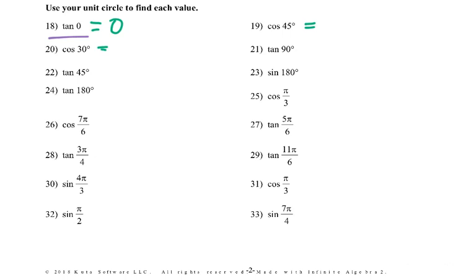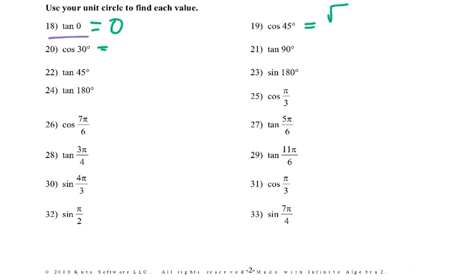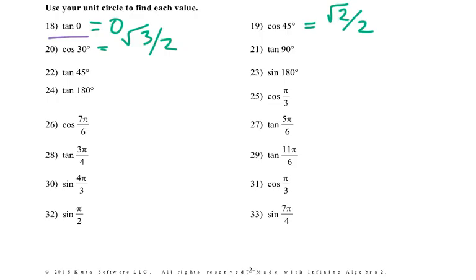Cosine of 45 degrees, cosine of 30 degrees. We'll try to do 2 at a time, okay? So 30 degrees is here, cosine is square root of 3 over 2. 45 is here, square root of 2 over 2. So square root of 2 over 2 and square root of 3 over 2. Okay? Tangent of 90 degrees and tangent of 45 degrees. So tangent of 90 degrees is undefined and of 45 is 1. So we get undefined for 90 degrees, and then 1 for 45.